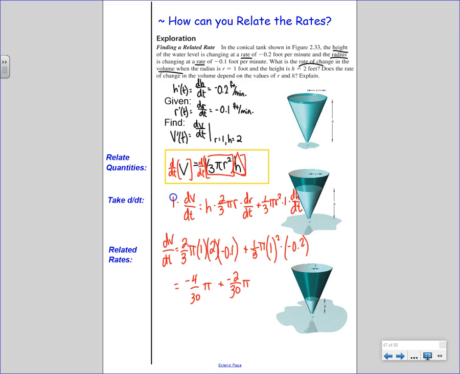You guys can double check my mental math. I think I have negative 6/30, which would be negative 1/5 pi. You could also do decimals. I think you would have gotten negative 0.2 pi.